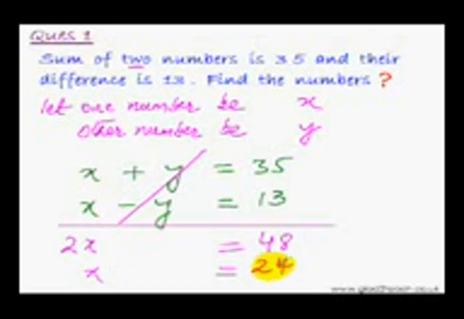And we have got one unknown number. Now put this value of x in this equation and find the value of y. So y equal to 35 minus 24, that is 11. So the question is solved. y is equal to 11 and x is equal to 24.